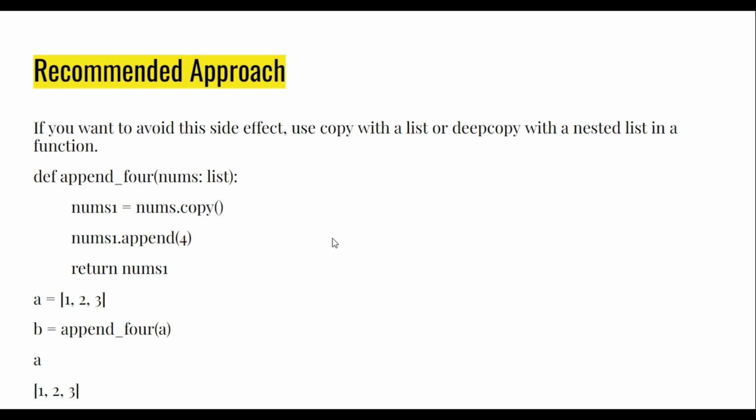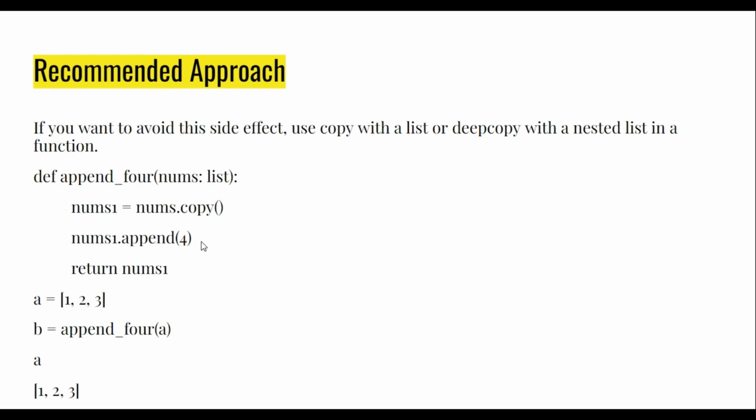So this is our function, and here a is equal to 1 2 3, this is our original list, and here I am calling this function append 4 and passing this list. Now this function will get called, and control will come here. It is taking one list as an argument, but here we are creating a new list using this copy function. Whatever list I am getting here as nums, first I am copying that list, and in that copied list I am doing the changes, right?